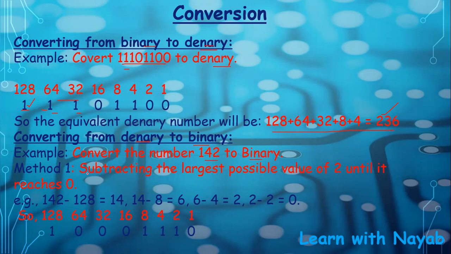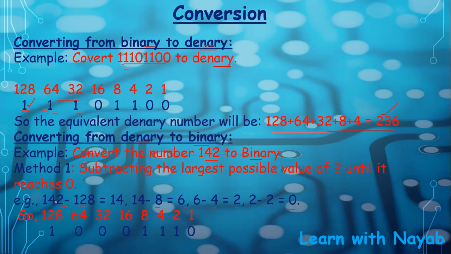The first method is subtracting the largest possible power of 2 from the number until we reach 0. First we subtract 128, which is the largest power of 2 that fits into 142. Then we get 14. What is the largest power of 2 which is less than 14? That is 8. We subtract 8 from 14, which equals 6. 6 minus 4 equals 2, and 2 minus 2 equals 0.